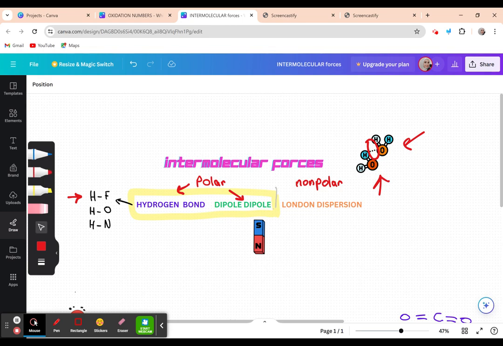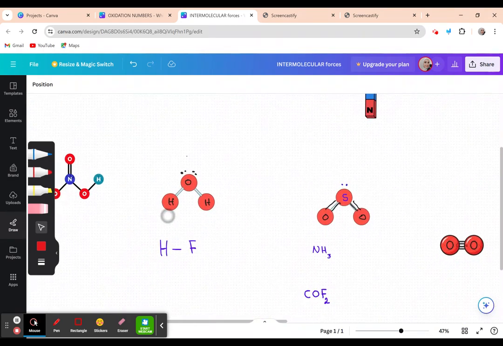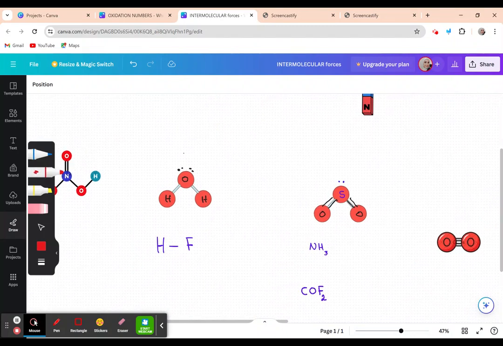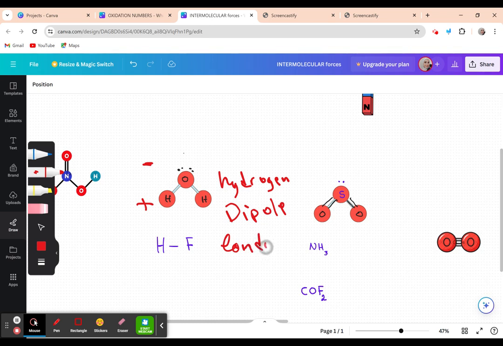Now let's try some examples. The first one here is water. Oxygen and hydrogen, so it has a hydrogen bond. Since there are different charges, look at the oxygen, it has extra electrons. I always look at the middle atom. If it has extra electrons, this means it has a negative side. The other parts are the positive side, so it has a dipole dipole like a magnet. And it has London forces since it has atoms. London is located in all molecules.